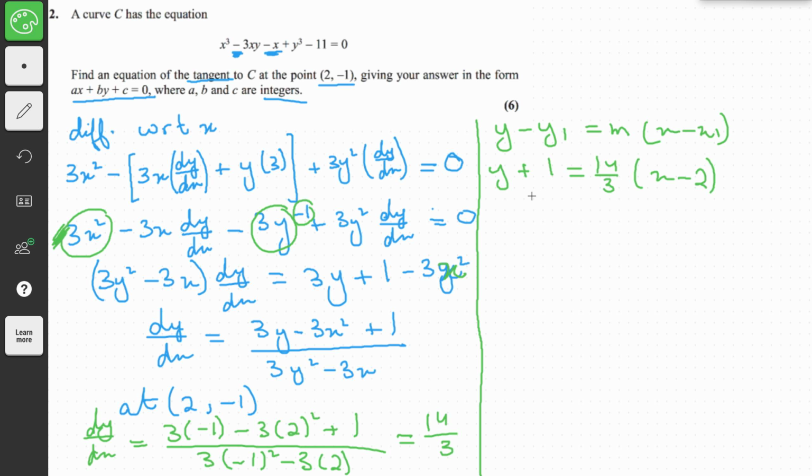I'll multiply both sides of the equation by 3, so it will give me 3y plus 3 equals 14x minus 28. Now writing this equation in the form ax plus by plus c equals 0 gives me 14x minus 3y minus 31 equals 0. So that's the equation. And the terms a, b, and c are integers. We have 14, -3, and -31. So yeah, thank you for watching.